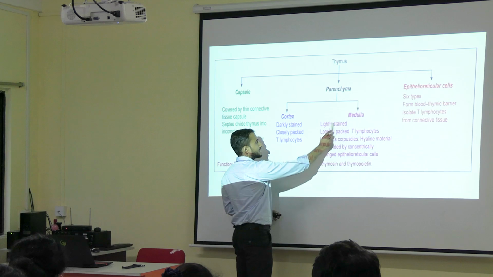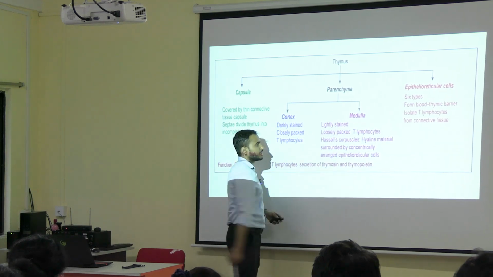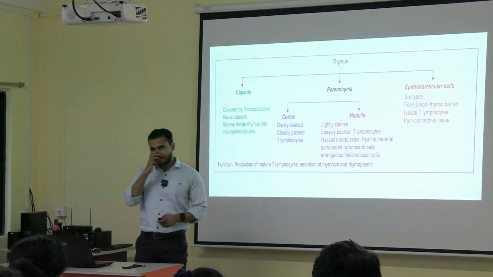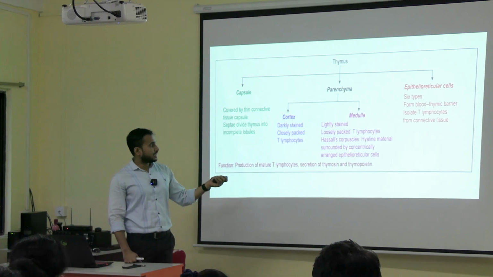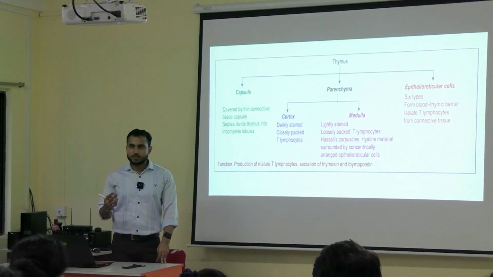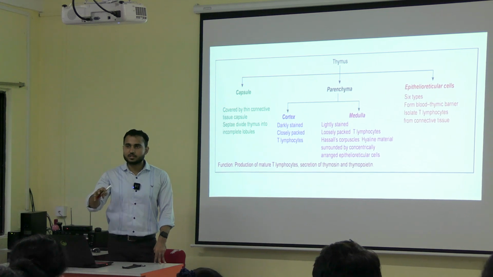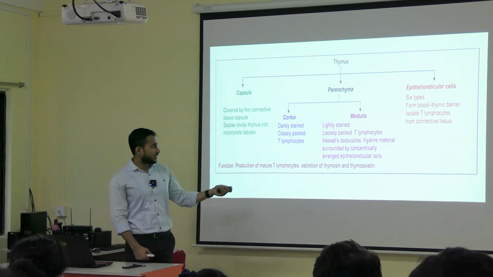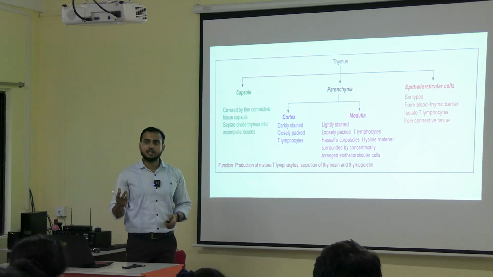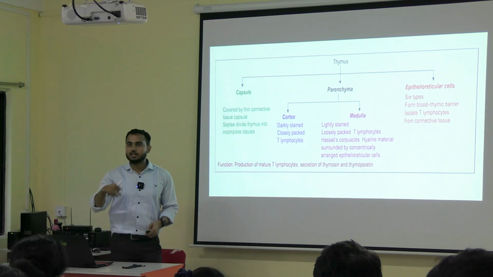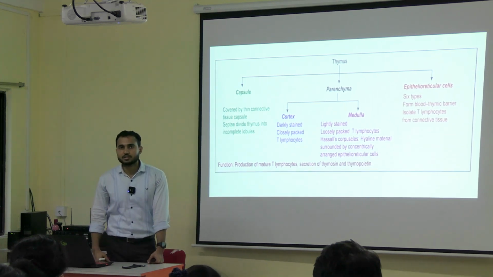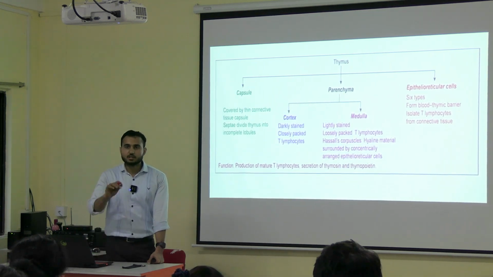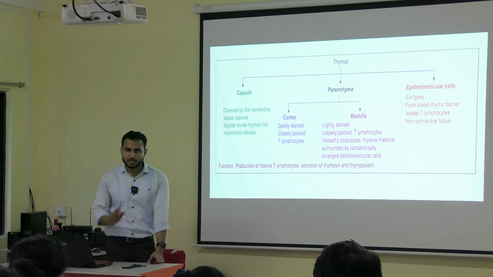So first of all, the medulla is lightly stained, with loosely packed T lymphocytes, and along with that, Hassall's corpuscles are there. How are the Hassall's corpuscles formed? The older T lymphocytes, which get degenerated, accumulate to form the Hassall's corpuscle. The appearance is hyaline material, eosinophilic, surrounded by type 6 thymic epithelial cells. Hassall's corpuscles are present only in the medulla, not in the cortex.